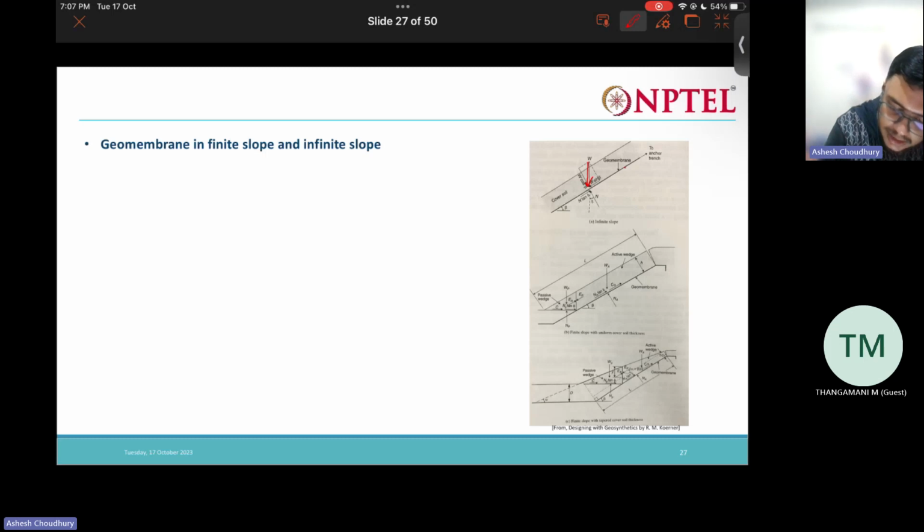This is the geomembrane that is laid. Due to the weight, what will happen? There will be a normal reaction force to the normal component of the weight, that is N, right? This will be acting at an angle delta, which is nothing but the friction angle. If I want to write the factor of safety, it is nothing but resisting force divided by disturbing force.